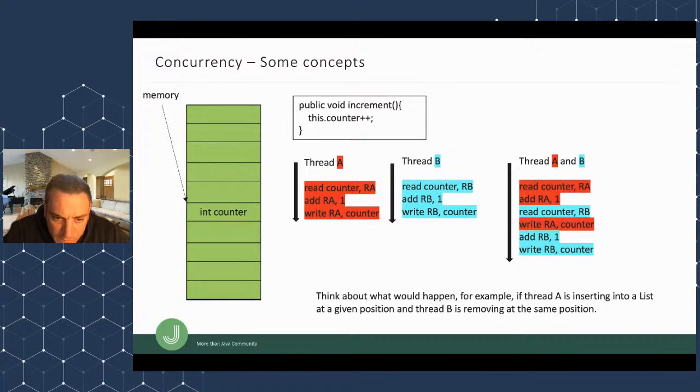So now that we know that we cannot even increment the counter without adopting some kind of countermeasure, you can think about what would happen, as an example, if thread A is inserting into a list at a given position and thread B is removing at the same position. It would be a disaster, because you can imagine those pointers we need to adjust and change, and those modifications should not be interleaved. So what can be done?